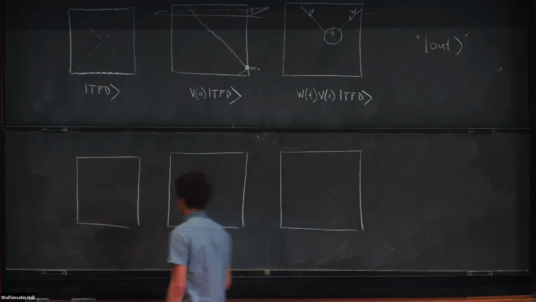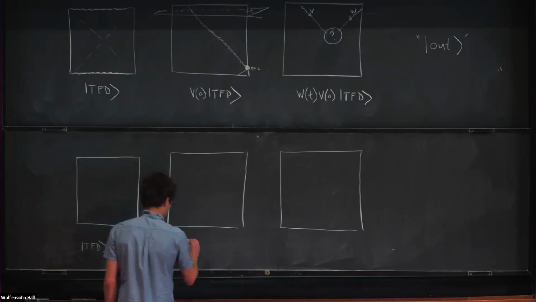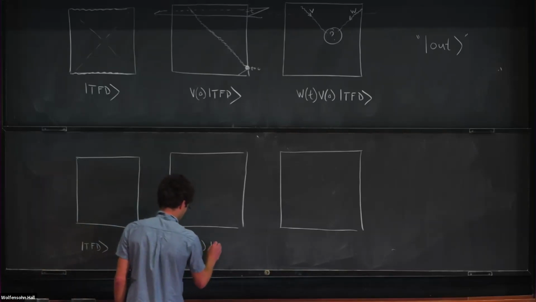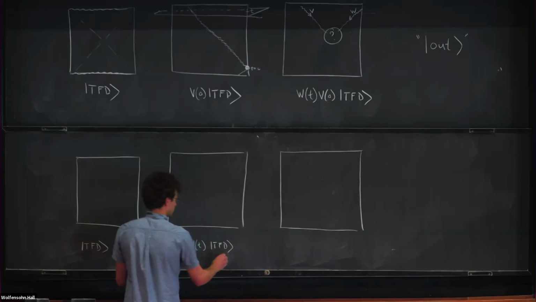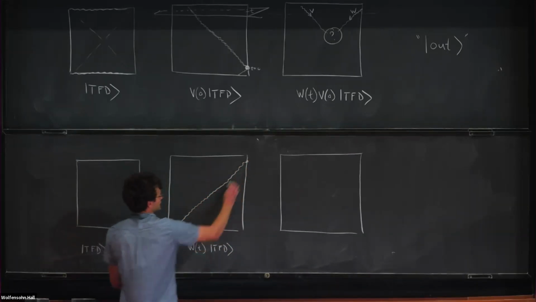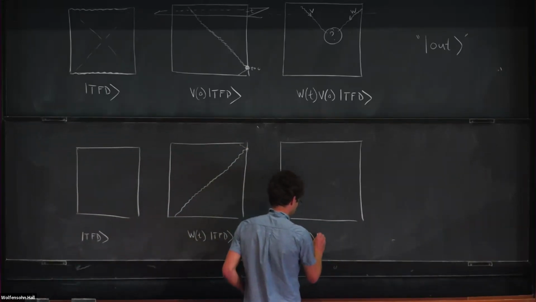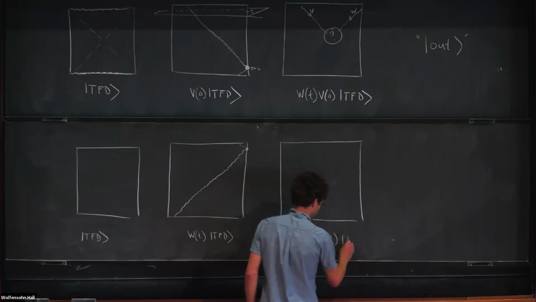So this is the thermofield double. Nothing has changed. For this one, we're supposed to act with W of t on the thermofield double. So that creates this particle up here. And if we left it to its own devices, it would do that. And now we want to act V of 0, W of t, thermofield double.